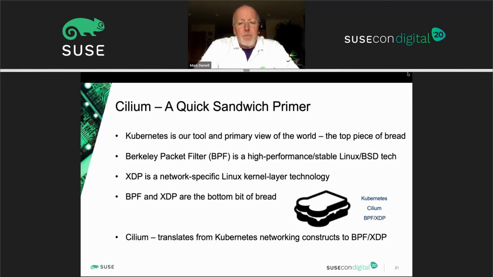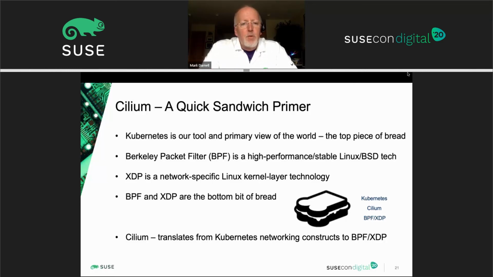So first of all, let's do an architecture on how Cilium, Kubernetes, and these other technologies all fit together. For me, the easiest way to look at this one, and maybe I built this slide a little bit before mealtime, so I used a sandwich analogy. So Kubernetes, this is our tool and our primary view of the world. When you're eating your sandwich, you're looking down on that top piece of bread. So that's your view of the world into this network stack.